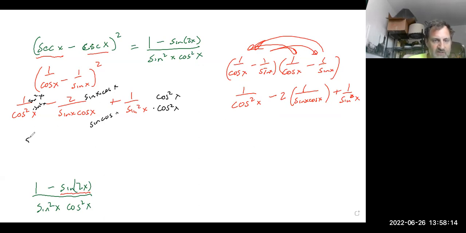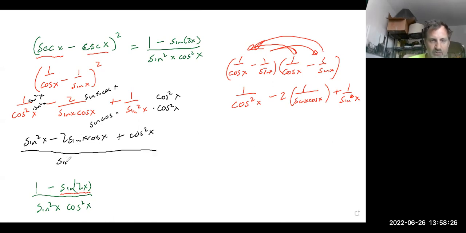Okay, so then this becomes sine squared x minus 2 sine x cosine x plus cosine squared x over the common denominator, sine squared cosine squared. And actually that's fine as a finish line because this term adds up to 1 and this term is the definition of sine 2x. So I've got my identity proven. This guy and this guy make 1. Let me use a different color for this guy. Yellow. This term here gives me this.